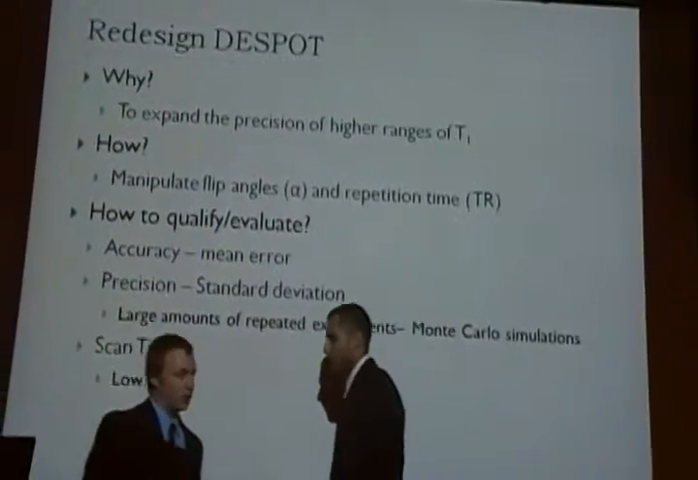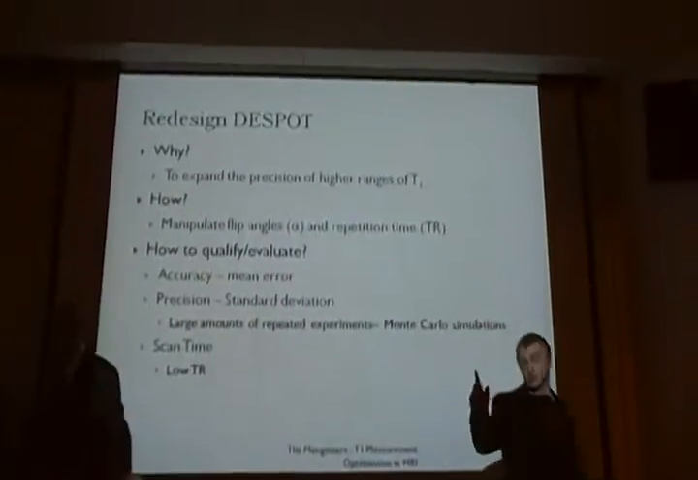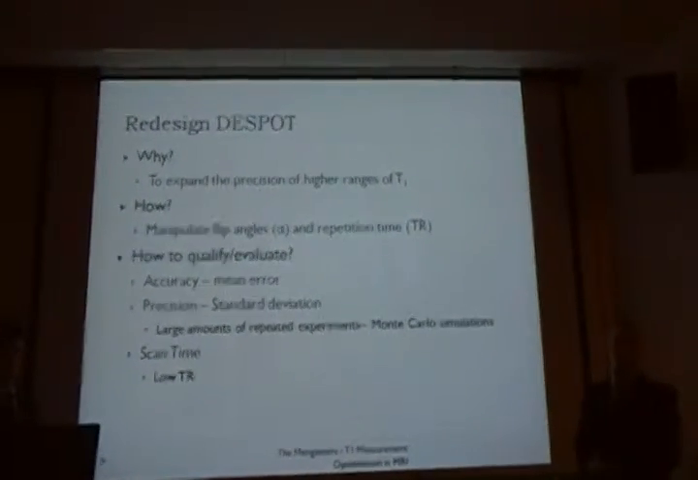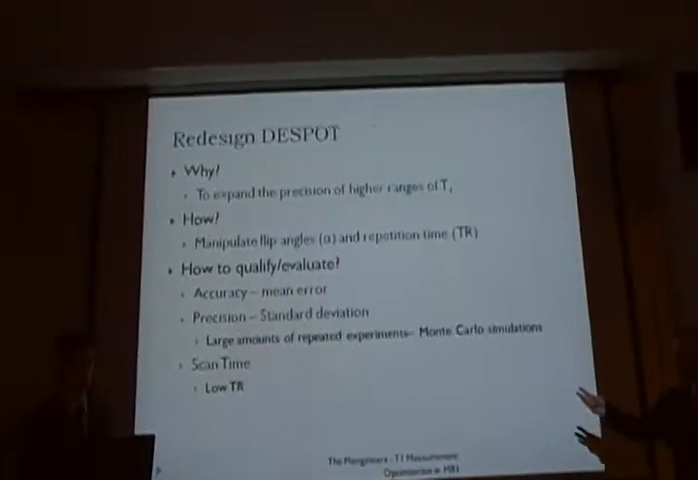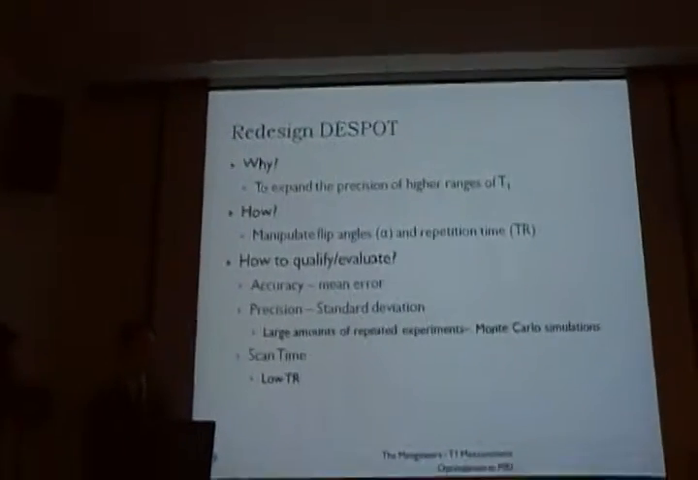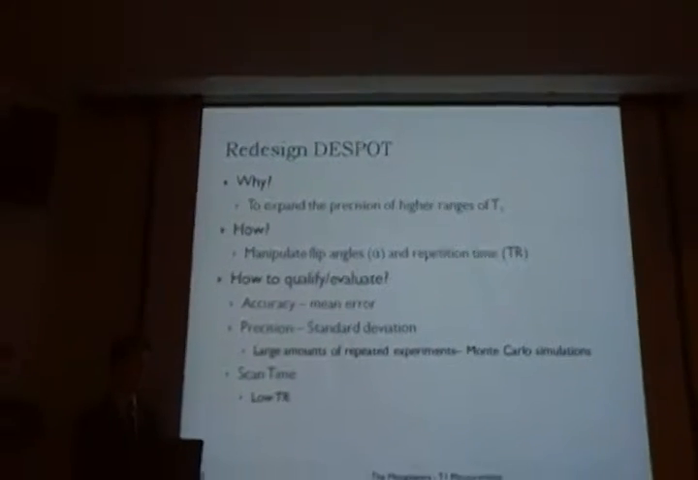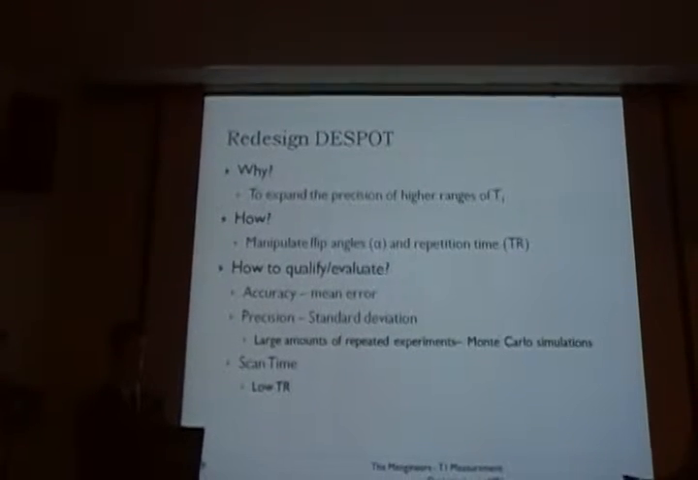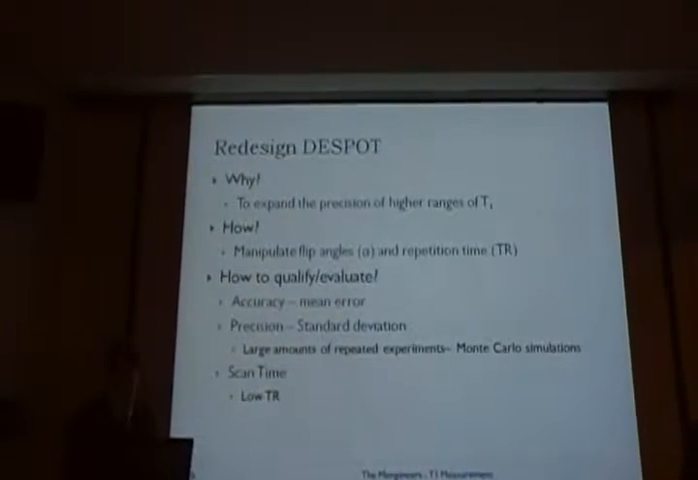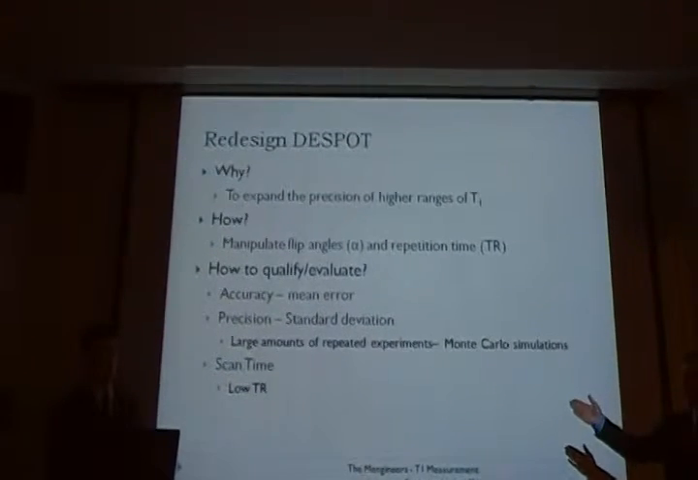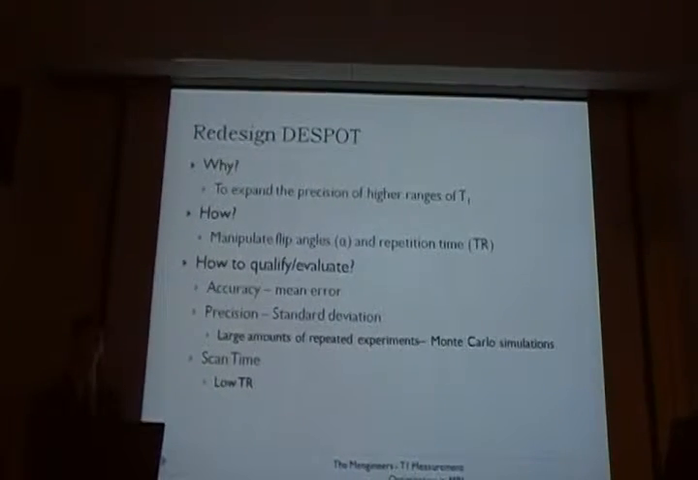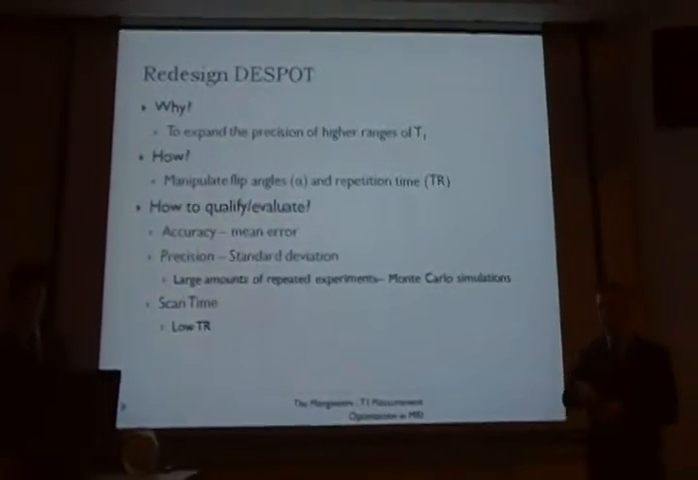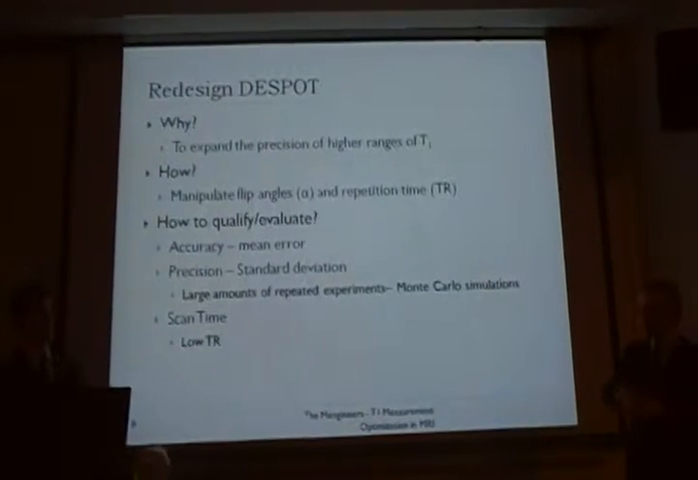So for us to achieve our goal of extending this range, we need to redesign DESPOT. We're going to do that by manipulating the flip angles and the repetition time. To quantify our optimization, we have three basic parameters: accuracy, precision, and scan time. Scan time we want to keep low because a really long scan time is just a different scanning technique that will give you great T1 values, but it's a long time to stay in the scan. We're really going to concentrate on precision because we're measuring an area. So accuracy is almost as important as precision because we need to have a better idea of the range in that area.